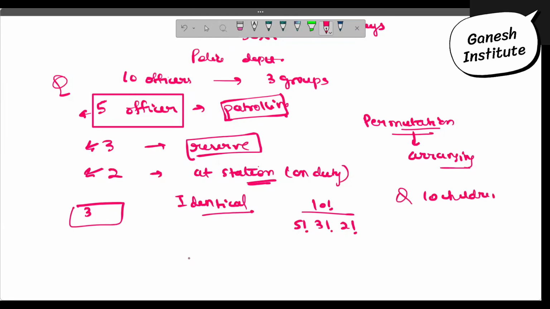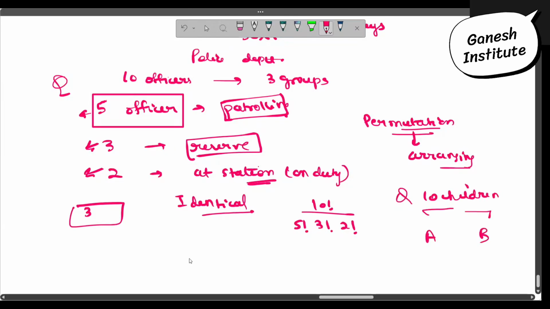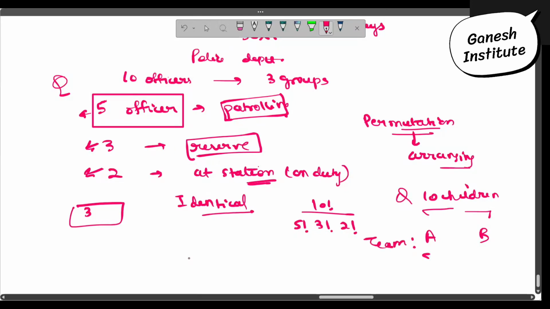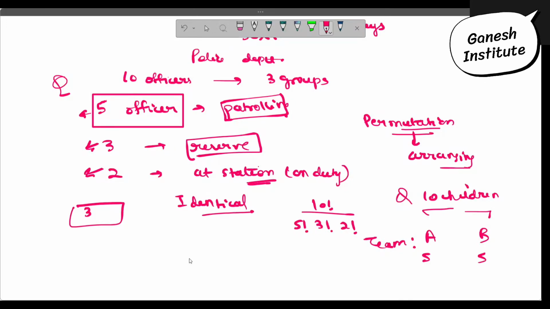and they have to be divided into two teams, A and B. These 10 children are to be divided into team A and team B. And each team will have at most five people, a team of five each. A team will play in one league and B will play in another league. Tell me how many different divisions are possible?